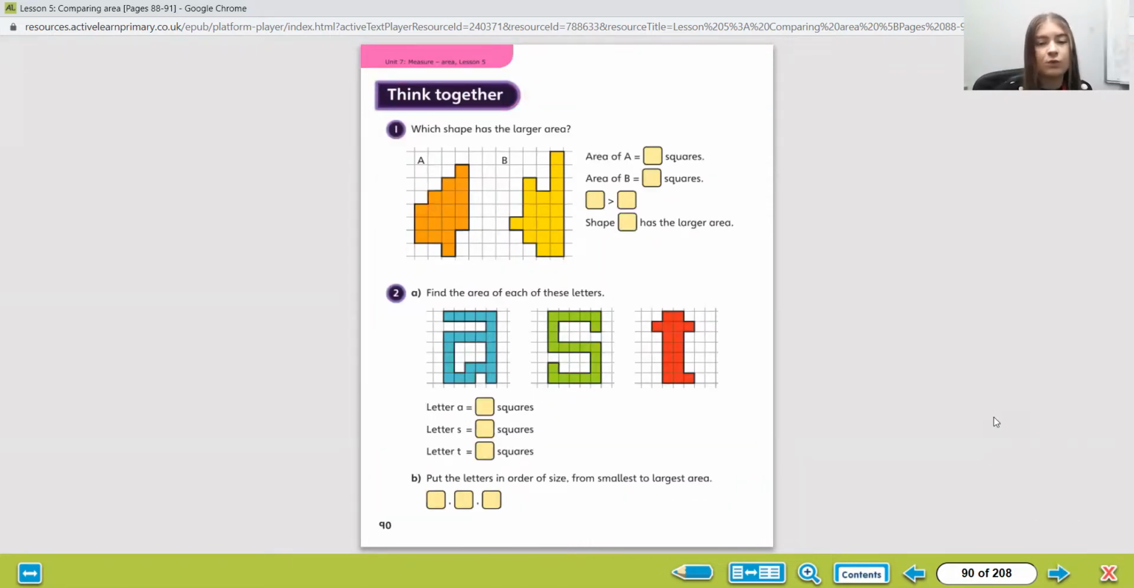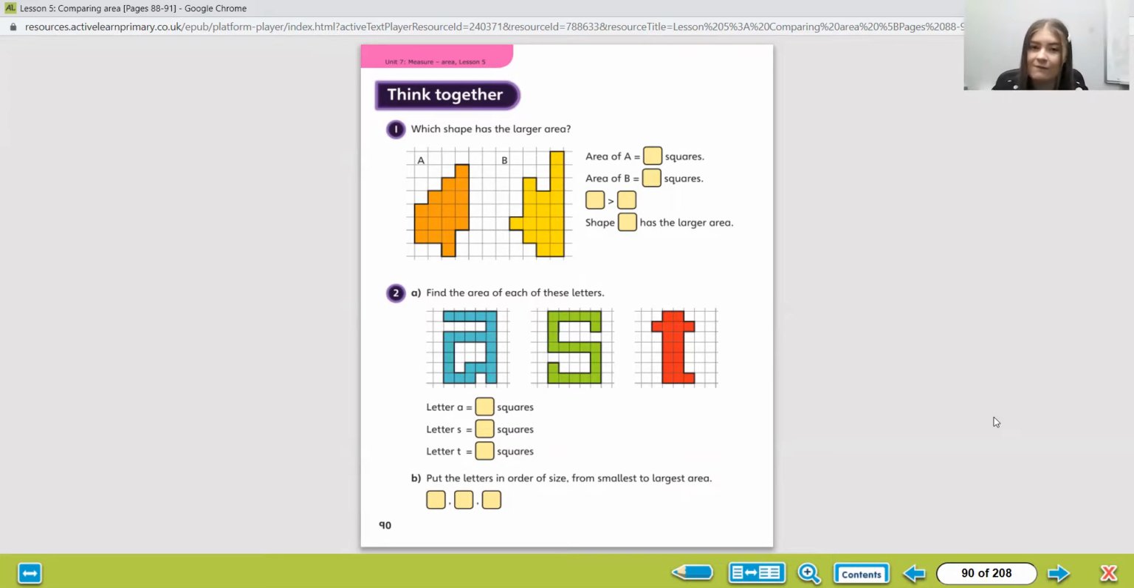For Think Together number 1, I want you guys to have a look at those. Pause the video for me and count the area of shape A and count the area of shape B, and then fill in that number sentence with a greater than symbol. So pause and have a go at that one.